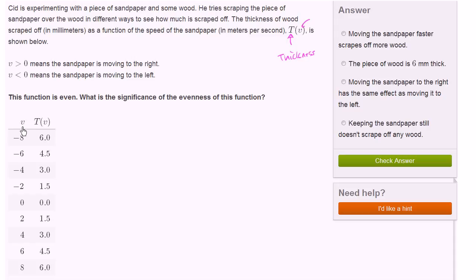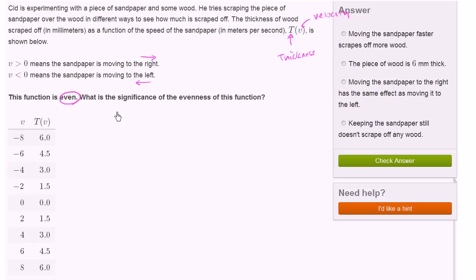And actually, since they're using v, and also they're getting negative values, so we care about the direction, I'll even call that the velocity. So this is how much is scraped off as a function of velocity. It's shown below. If the velocity is greater than 0, that means that the sandpaper is moving to the right. That makes sense. That's a standard convention. And if the velocity is less than 0, it means the sandpaper is moving to the left. Fair enough. The function is even.